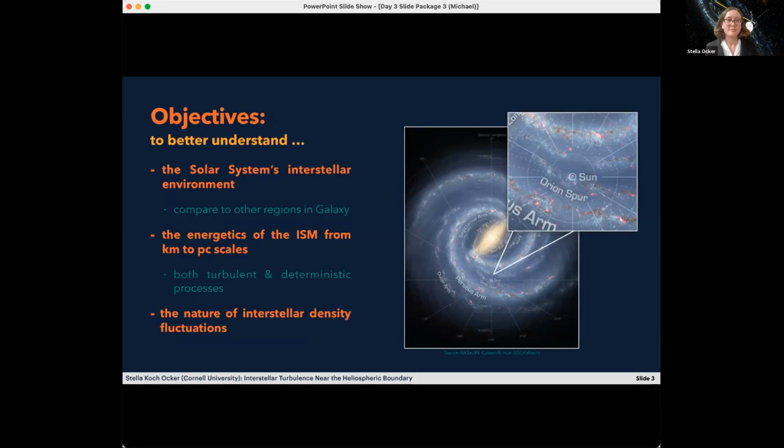This broad research theme ties directly into these pressing research questions that will be answered in part by an interstellar probe. How does the solar system's interstellar environment compare to other regions in the galaxy? What are the energetics of the ISM from kilometer to parsec scales, both in terms of turbulence and deterministic processes? And how do these energetic processes drive density fluctuations in the ISM? I want to emphasize that answering these questions really requires complementary studies, both of the very local ISM and studies of remote astrophysical objects. So next slide.